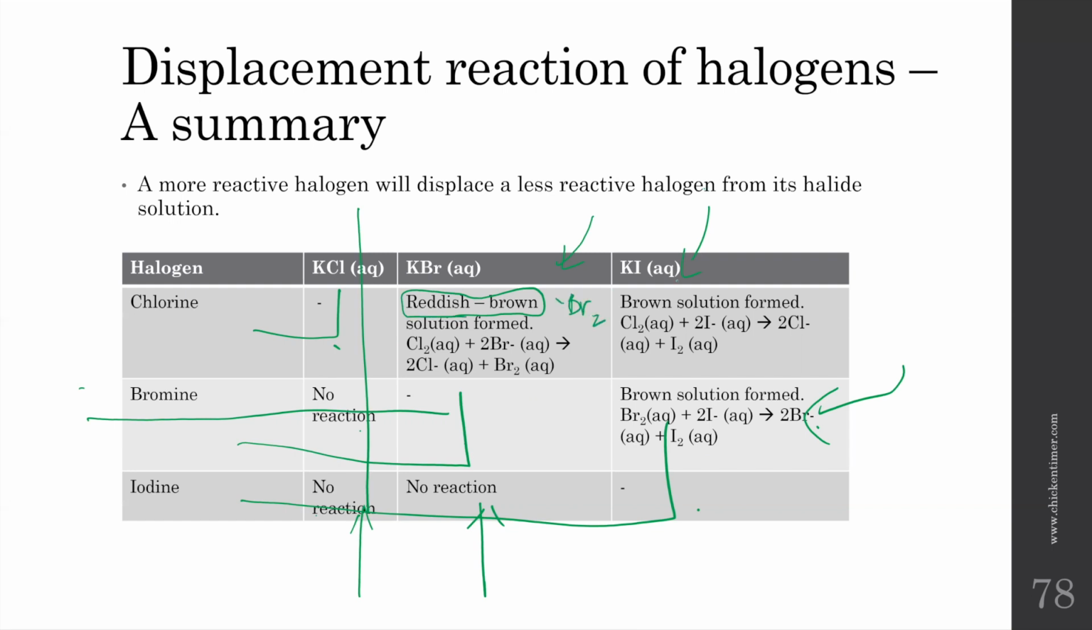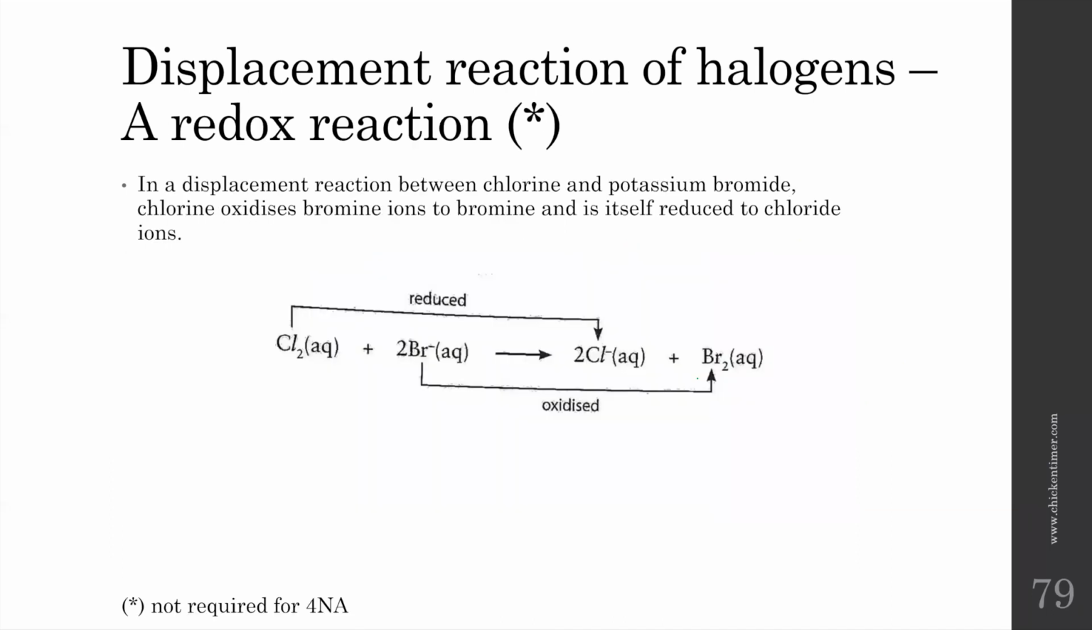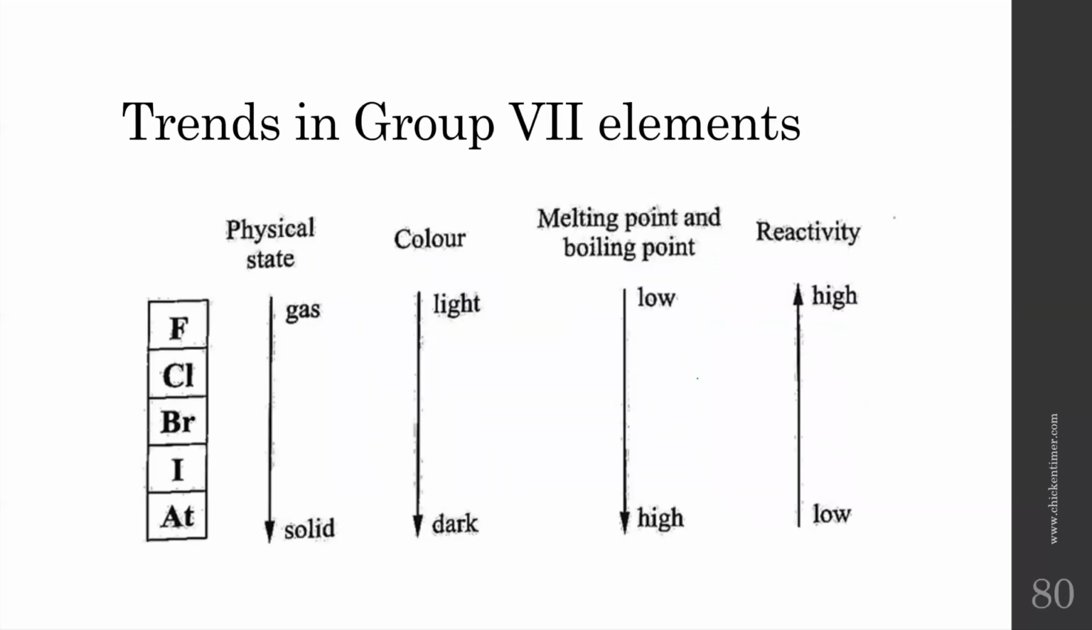Then with potassium iodide, a brown solution is formed, and this brown solution is iodine. Okay, so the same goes for this one. This one, you see a star, not tested. So this is the summary of the trend: physical state, color, melting and boiling point, and reactivity. You can take this down, copy down this slide, print it, or bookmark it so that you can use it for revision.